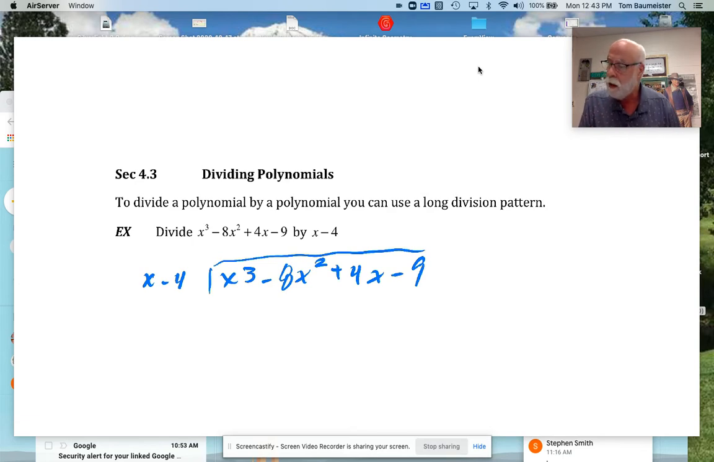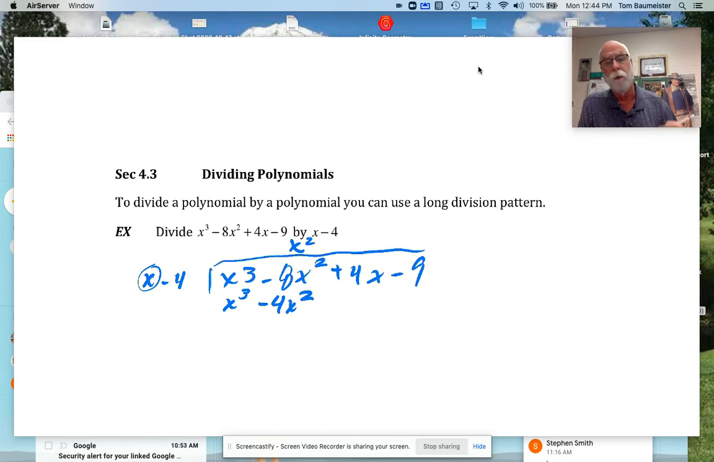All right, so remember, I'm going to look at this first one here, and how many times does x go into x cubed? And you would tell me that would be x squared. Now notice how I put it over the squared term. That's just the way I learned it. So x squared times x is x cubed, and then x squared times a negative 4 is negative 4x squared.